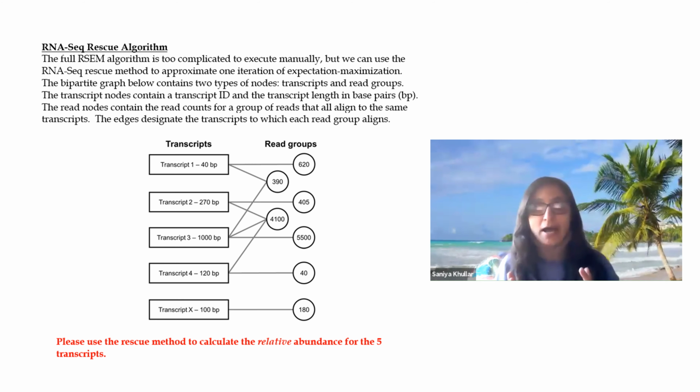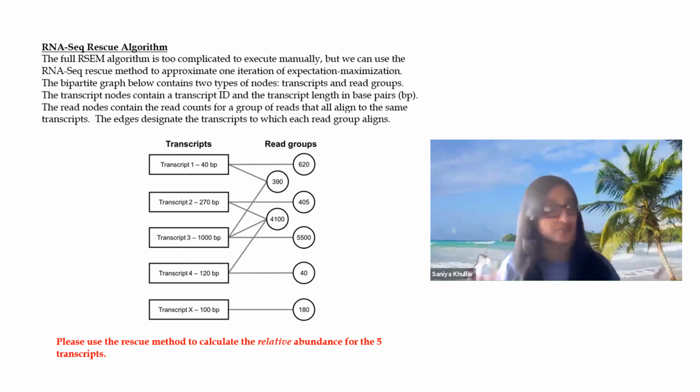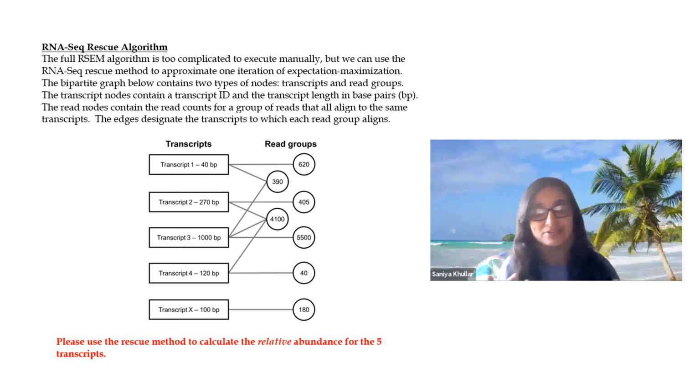And we want to use RNA sequencing reads from two different samples and transcript sequences to predict which transcripts have different abundances between the two samples.